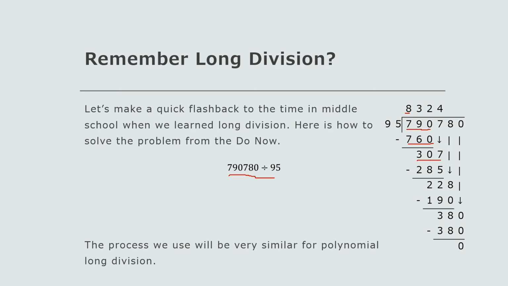Same thing. What times 95 is close to 307? 3. 3 times 95 gives us 285. Subtract gives us 22. Bring down the 8, so we have 228. Same thing. 2 times 95 gives us 190, which is the closest we can get. Subtract gives us 38. Lastly, bring down the 0. 4 times 95 actually gives us exactly 380, and so we are left with a remainder of 0. So our answer here is 8,324.